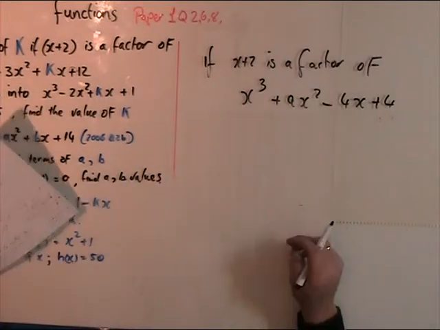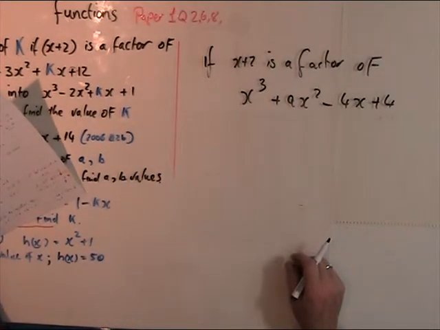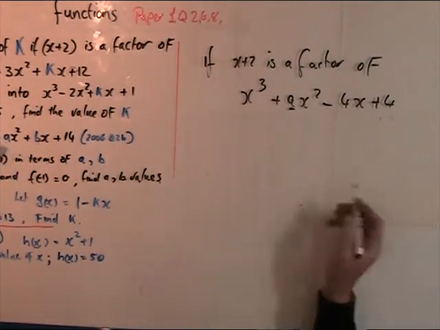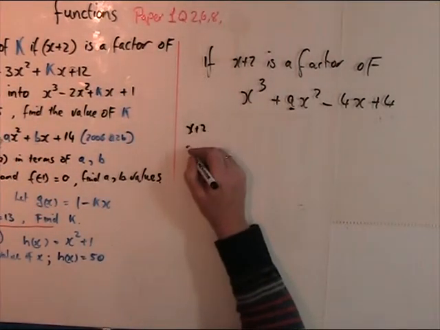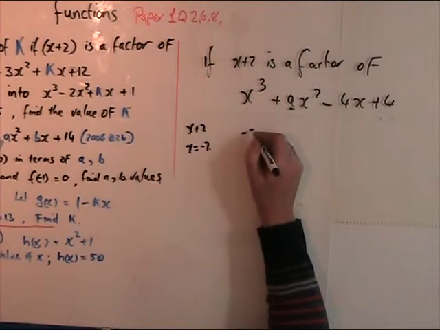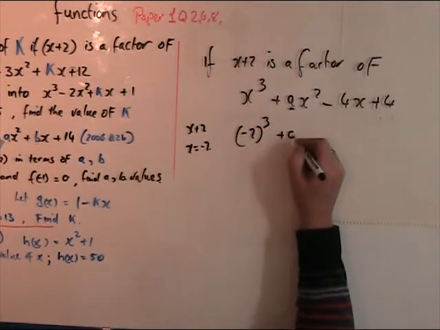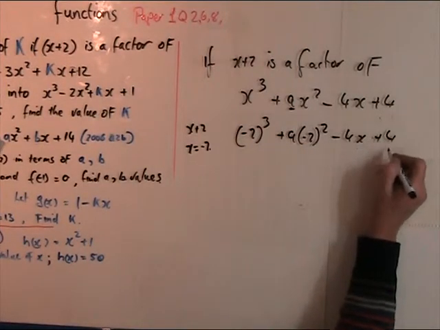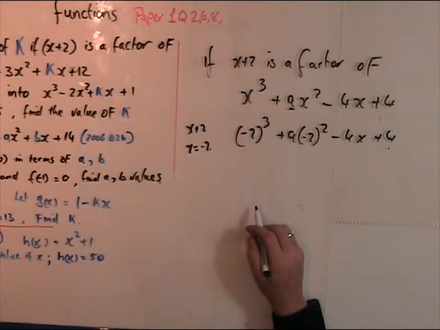Now the question says, find a. Okay, so that's all I have to do. It's the same as before. X plus 2 is a factor, therefore x is equal to minus 2. Put minus 2 in again. It's not the same equation, it's just 4x plus 4. So we're going to get, yeah, it is actually, no.